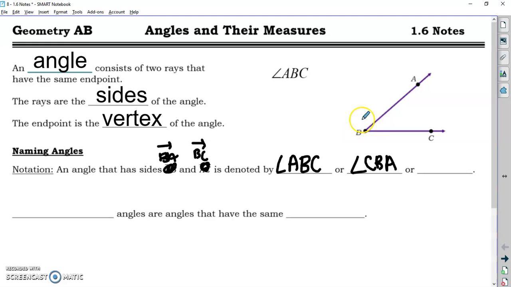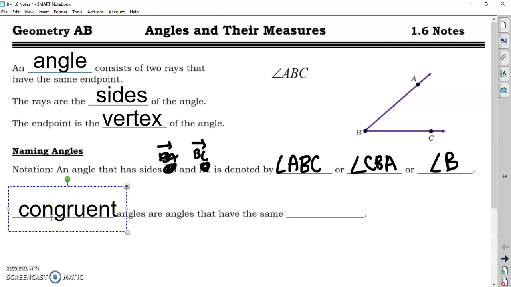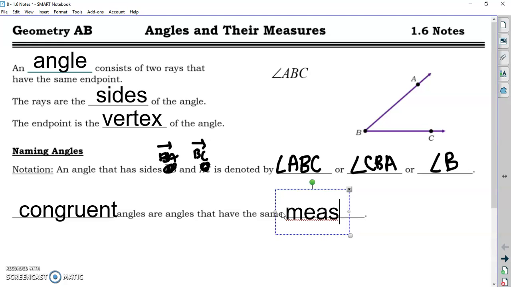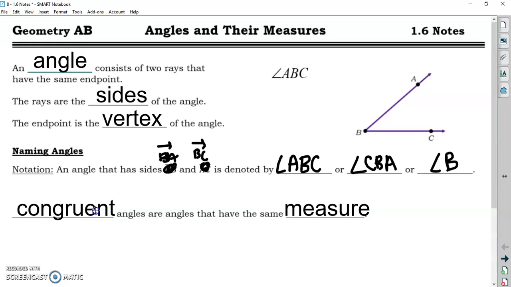The third way that we can name an angle is by its vertex alone, which would be angle B. So congruent angles are angles that have the same measure. Okay. So a 60-degree angle would be congruent to another 60-degree angle. So congruent means the same.